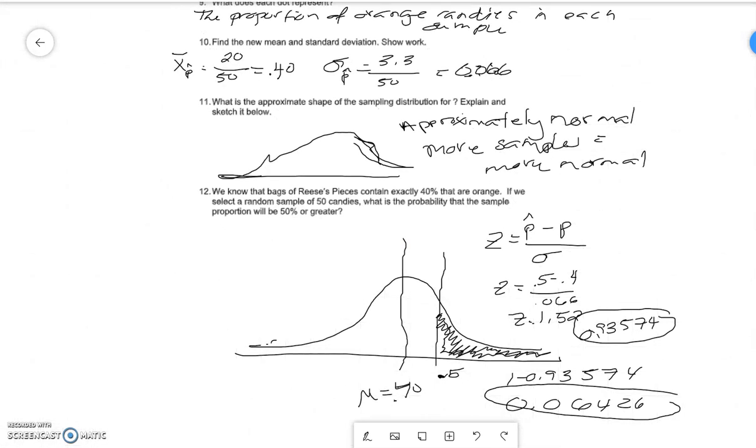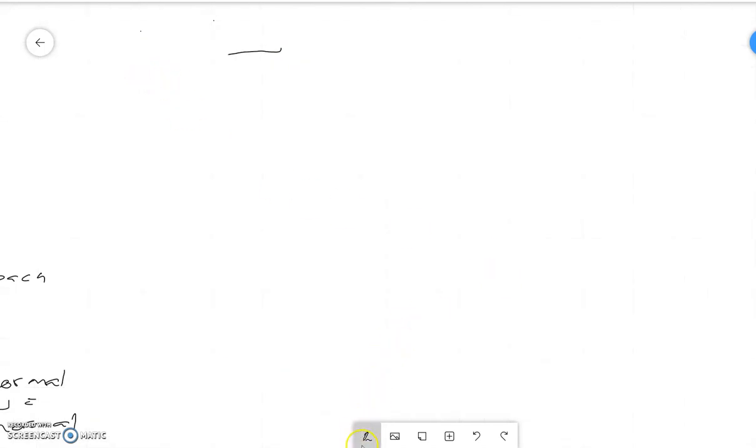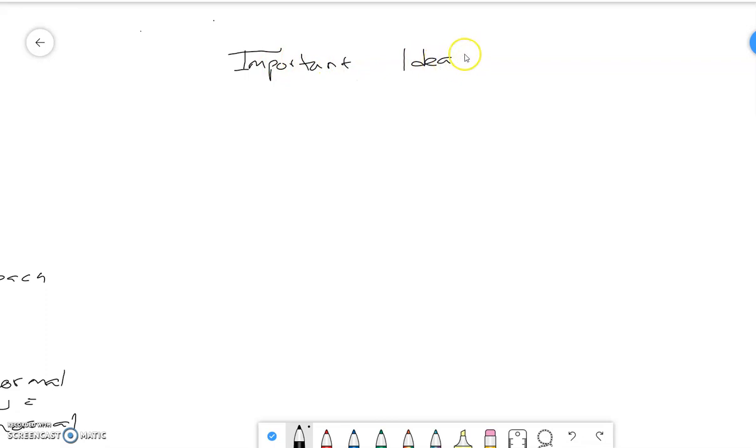Okay, so we have some important ideas. For our important ideas, the mean of my proportion is going to be p, while my standard deviation is going to be the square root of p(1 minus p) over n. This is the mean and standard deviation of a sampling distribution.